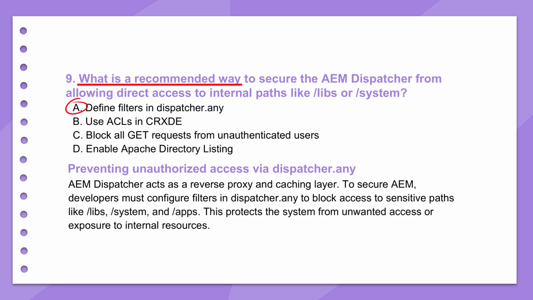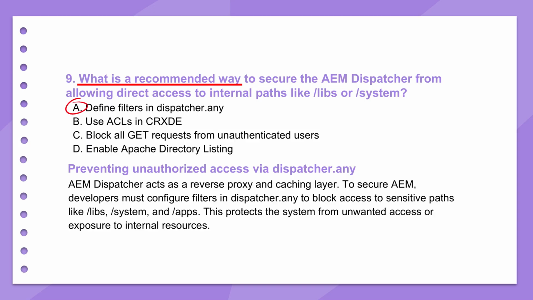By carefully setting up filters to explicitly deny access to sensitive internal paths like libs, system, apps, you block unauthorized users from ever reaching those areas directly from the outside. Because you definitely don't want people poking around in libs. Absolutely not. That could expose system info, internal configurations, all sorts of things you don't want public. Think of these filters as a really strict access control list right at the very edge before requests even get close to AEM itself. Like a bouncer at the front door, checking everyone's ID and deciding who gets in. Exactly that. A very vigilant bouncer.